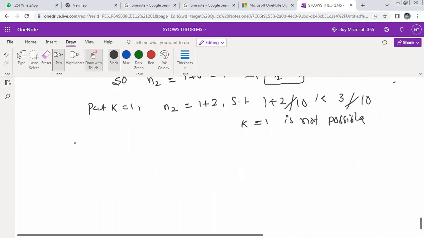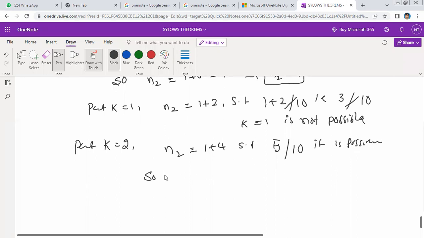K is equal to 2. Put K is equal to 2. N2 is equal to 1 plus 2 into 2. This is 4, so 1 plus 4 means 5. 5 divides 10. Is it true or not? Yes, it is possible. So K is equal to 2 is possible. Number of Sylow subgroups N2 is equal to 5.